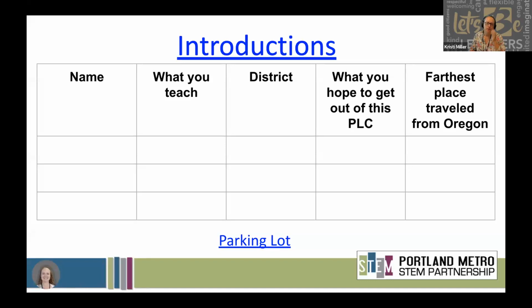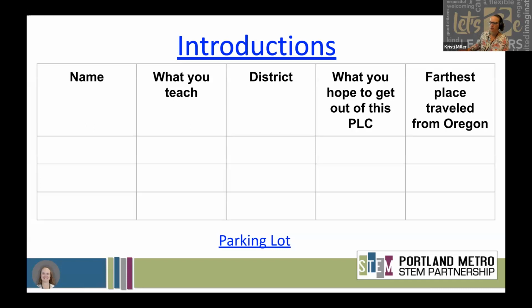Last time we had the PLC, there was some feedback that people would really like to have a parking lot. So there's a link at the bottom of the slide for if you have any questions that we're not addressing, or any hot button issue that you want to make sure we get to, probably at the next meeting. We will look at the parking lot after each session and make sure that we address any questions or concerns that you have. So that's a great place to put those, like, I want to make sure this gets heard.